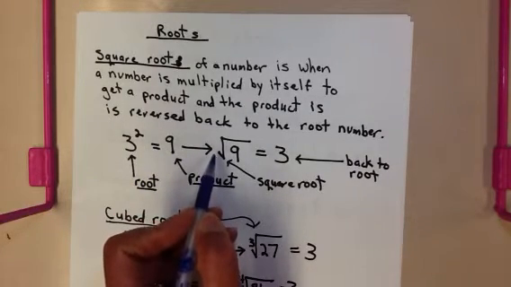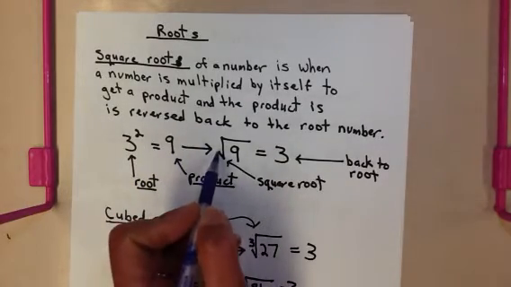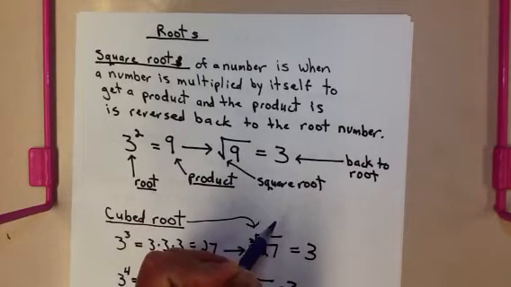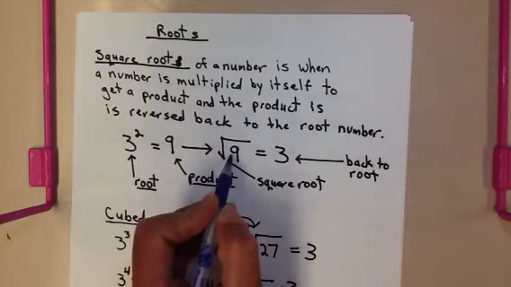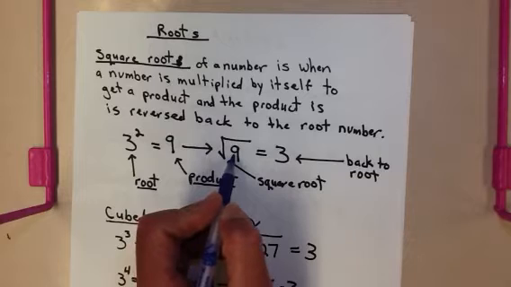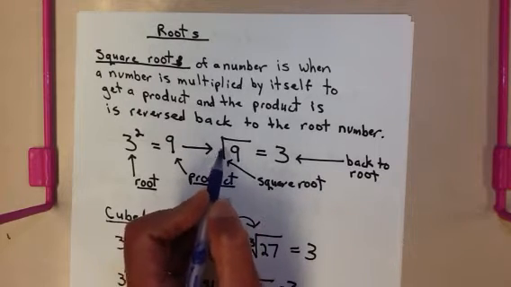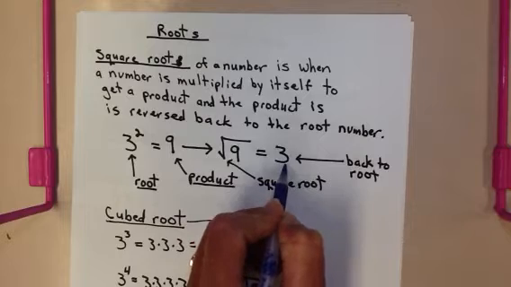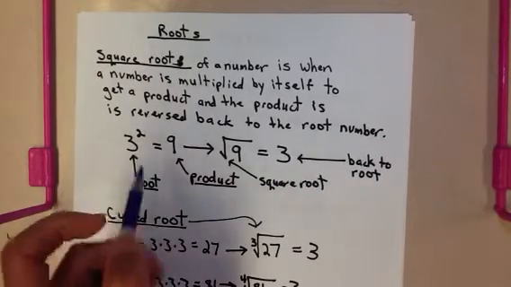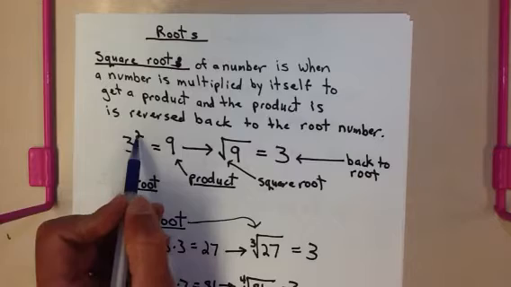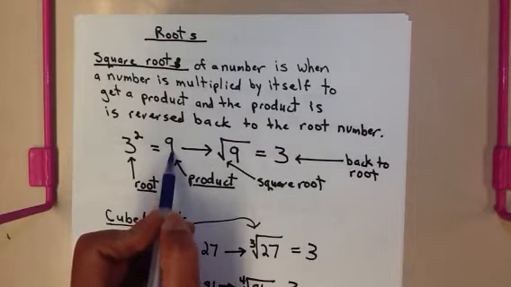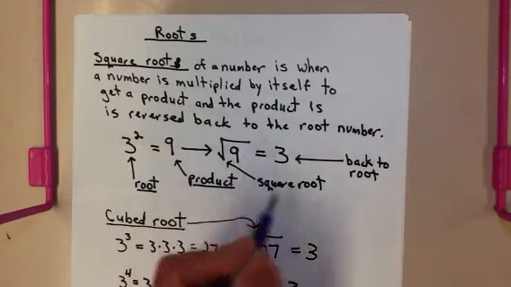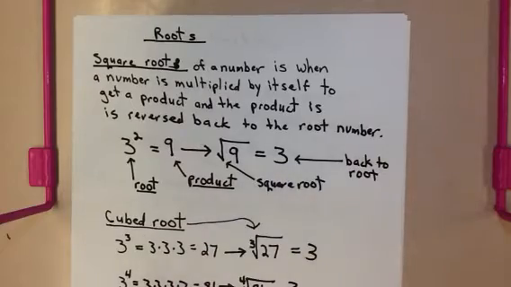And then if we want to reverse it back, we're going to use the square root symbol and put the 9, the product, inside the square root symbol. And that kind of means go back to its original root, which would be 3. Okay, so there's the root squared, the product of squaring it, use the square root symbol, and then you're back to the root.